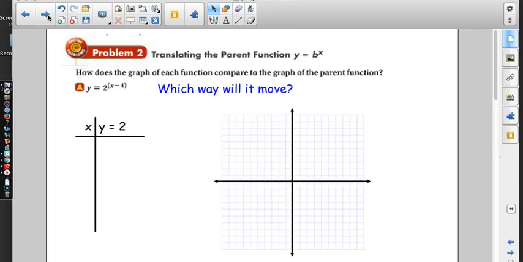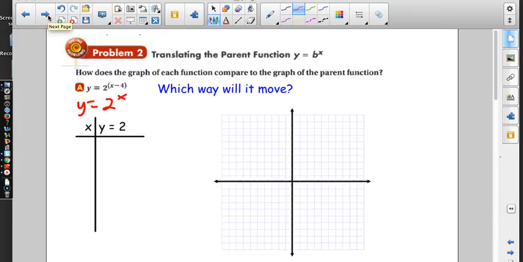So this one says, how did the graph of each function compare to the graph of the parent function? And for this one, our parent function would just be y equals 2 to the x. So what they're really asking here is, what's the x minus 4 doing to the graph? What is it doing? For the right, exactly. Remember with the x, it's always backwards. So translate 4 units right.